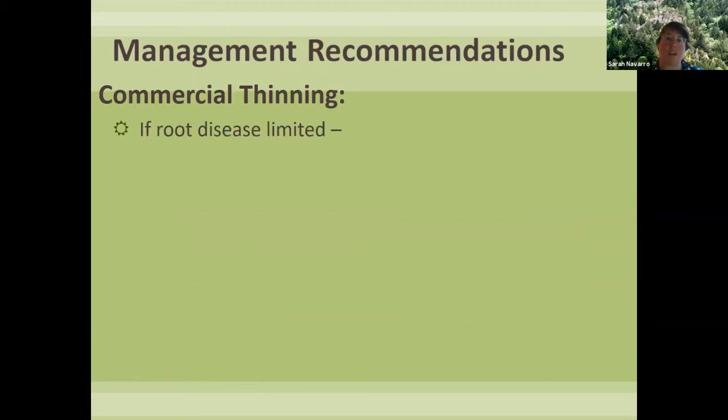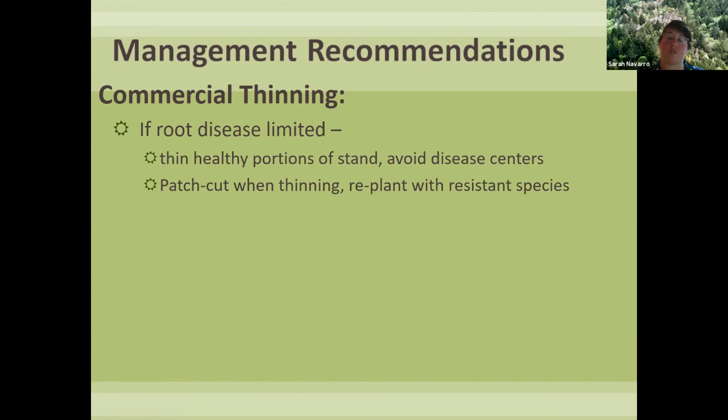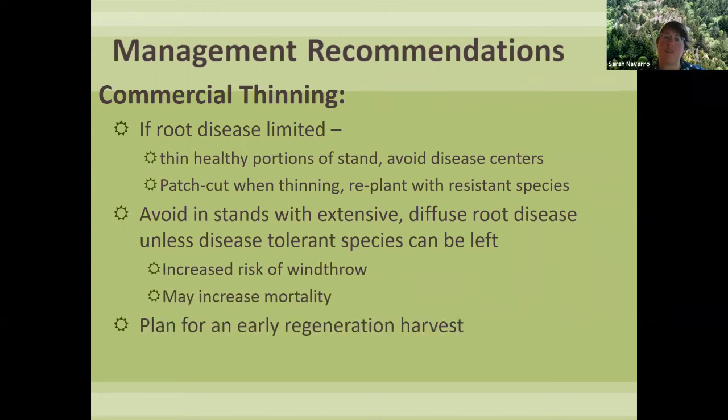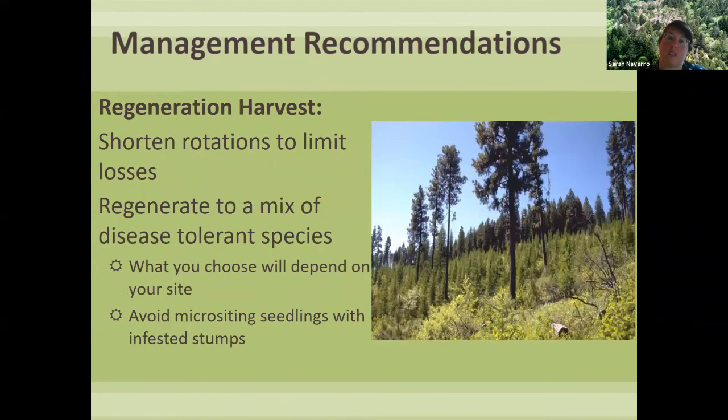So commercial thinning does not reduce the amount of inoculum out there, but if root disease is limited, then thin healthy portions of the stand and avoid root disease centers, avoid that disturbance. Also patch cut when thinning and replant with tolerant species, like we just mentioned on the last slide, and avoid stands with excessive or extensive diffuse root disease centers unless tolerant species can be left behind. Just kind of want to leave those areas alone. And then plan for an early regeneration harvest in some cases as well, if you don't think that your stand is going to reach the age and the stocking level that you have set.